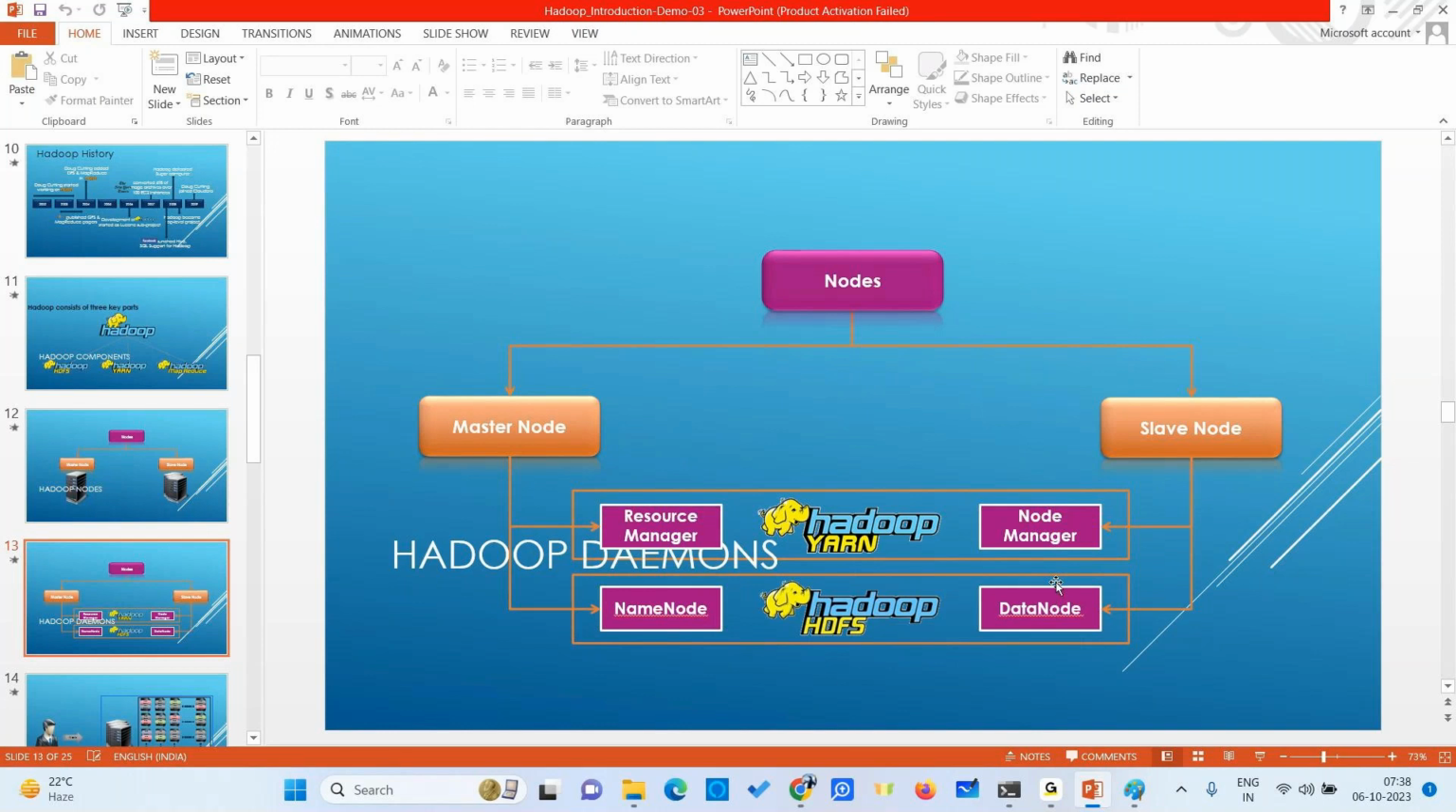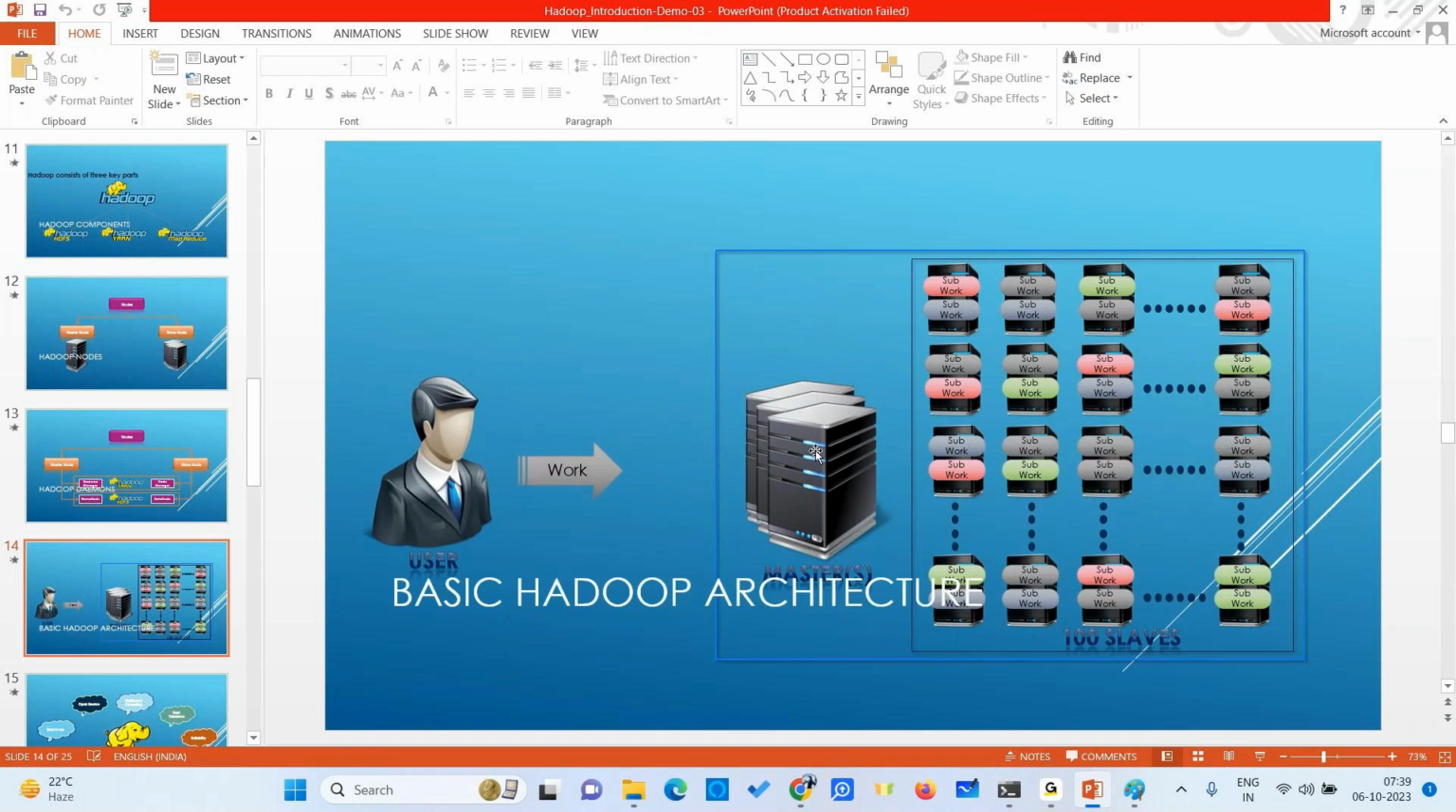These slave nodes are connected to the entire file system with the help of the resource manager, and the master nodes are able to access the complete underlying tools, and the end results are given as output. We will discuss in detail what the resource manager, node manager, name node and data nodes are. This is the basic architecture of the Hadoop file system.